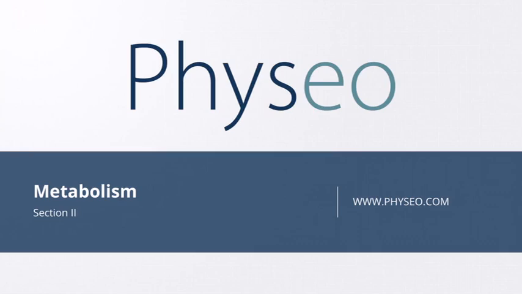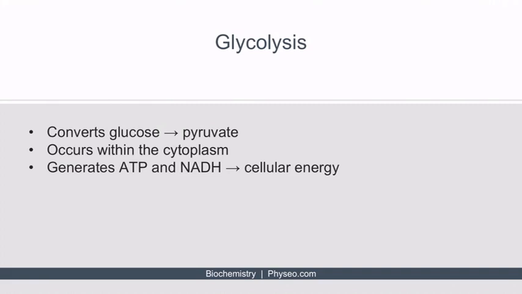Welcome to Section 2 of Metabolism. In this section, we'll be discussing glycolysis. Let's get started. So what is glycolysis? It's a key metabolic pathway that occurs in all cells in which glucose is converted into pyruvate.